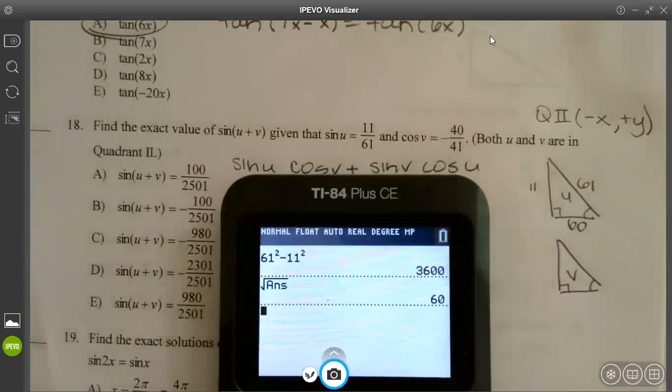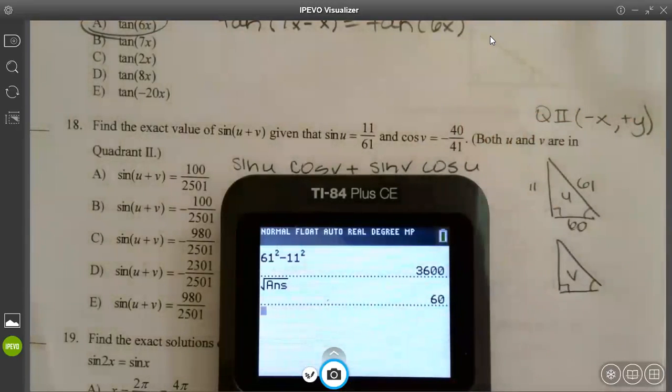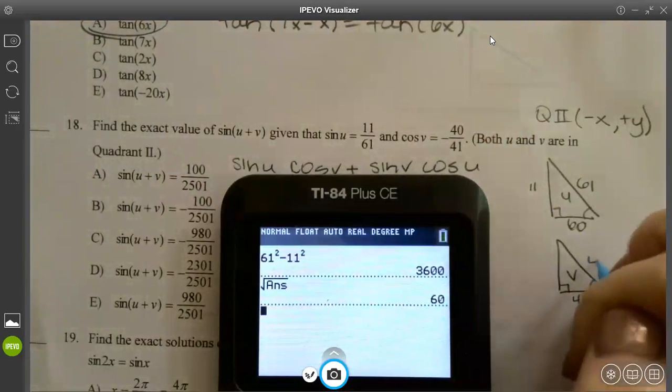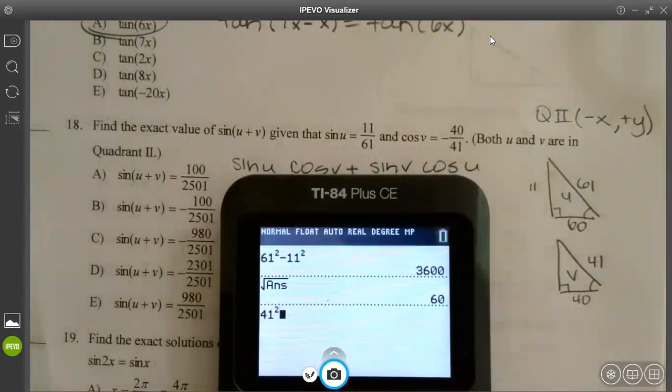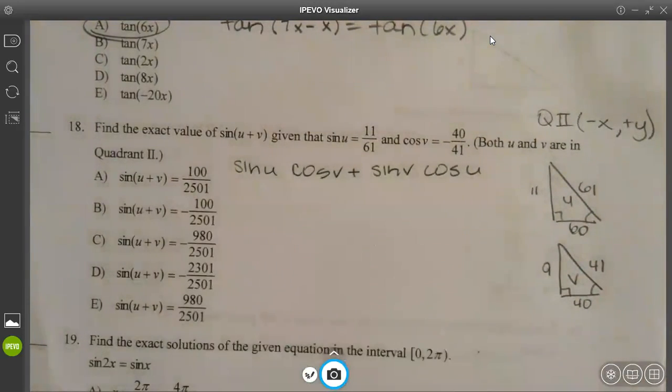How do I find the other side? So I get 60. Cosine V, I don't worry about the signs. Remember, why is this negative? Because the x coordinate is negative. So I just don't even worry about the signs. What is your triangle ratio for cosine? Adjacent over hypotenuse. Find the other side. I didn't need to do that, but still. And then fill it in.